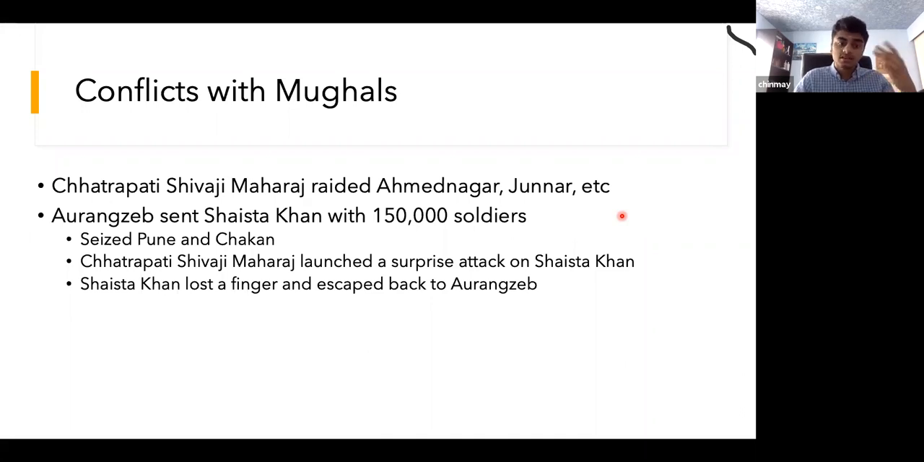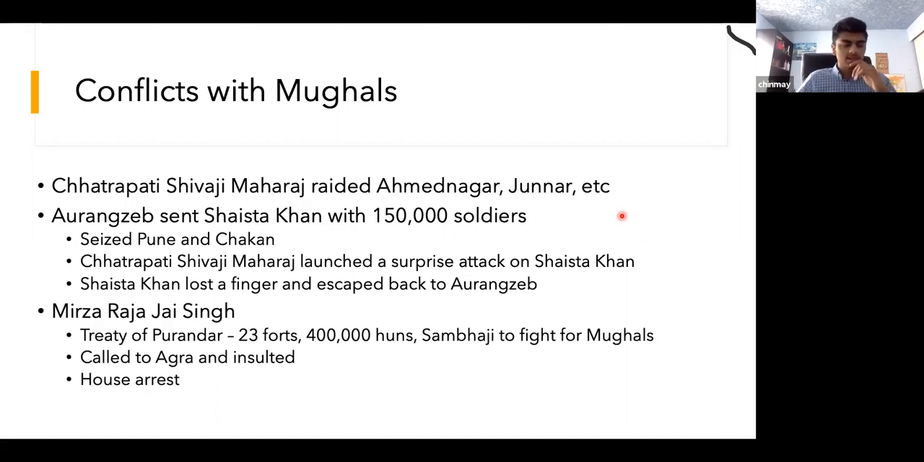Some people say he lost 3 fingers, and he escaped back to Aurangzeb. Aurangzeb was so upset with Shaista Khan that despite sending him with 150,000 soldiers, he managed to get defeated by Shivaji. And Shaista Khan was then transferred to Bengal, his duties transferred over to Bengal.